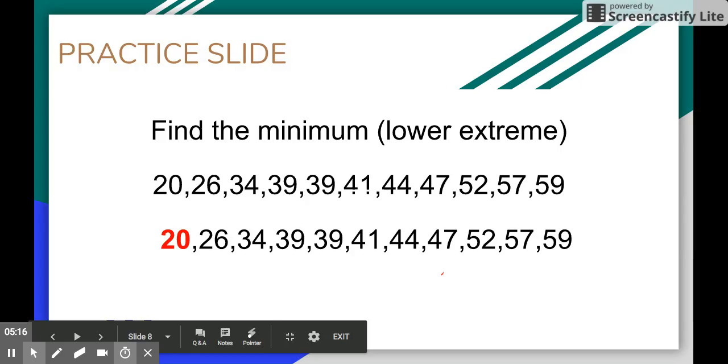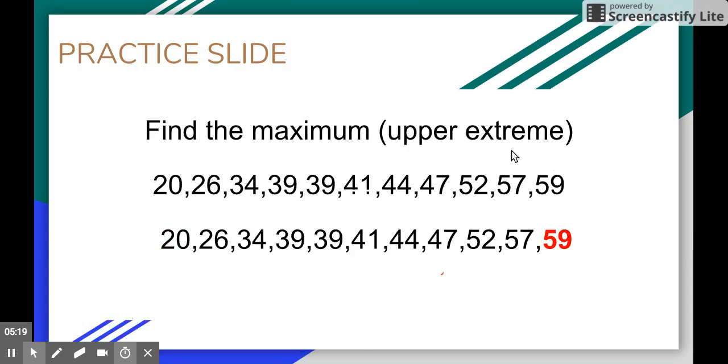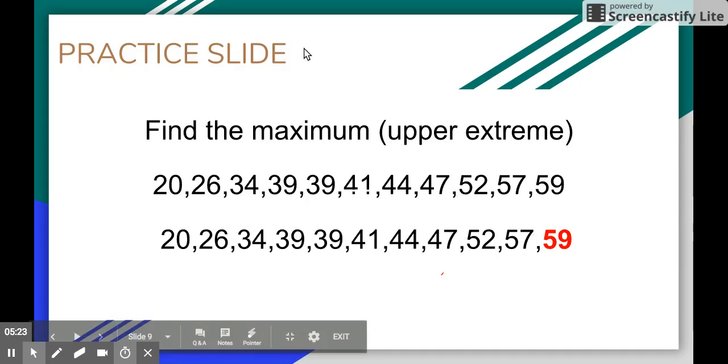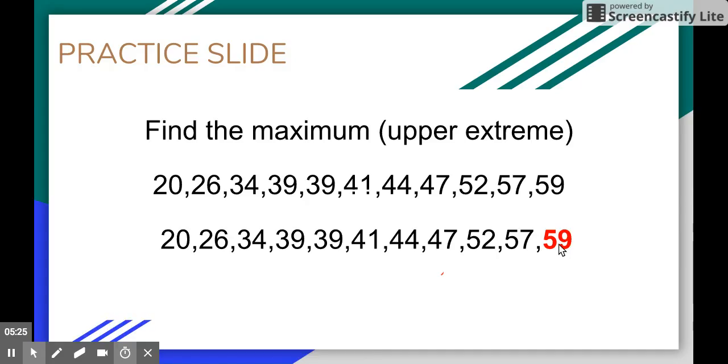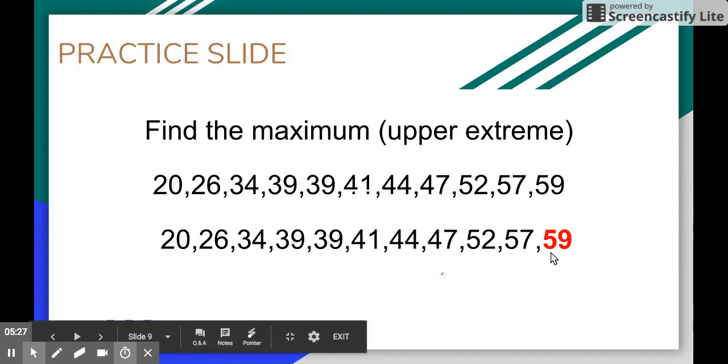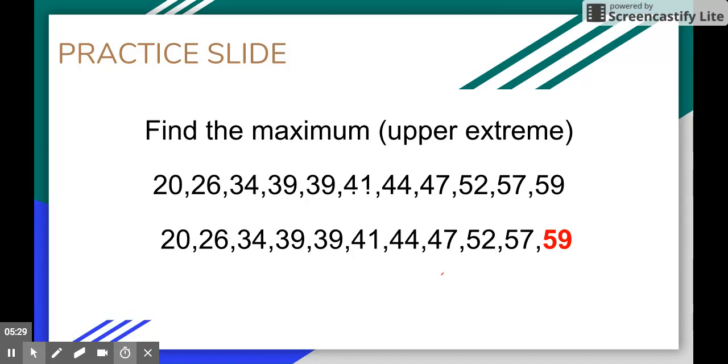And vice versa for the maximum. It is also known as the upper extreme. And here, you put them in order as well, or just pick it out for this one specifically, but you can see that the maximum, or the upper extreme, is 59.